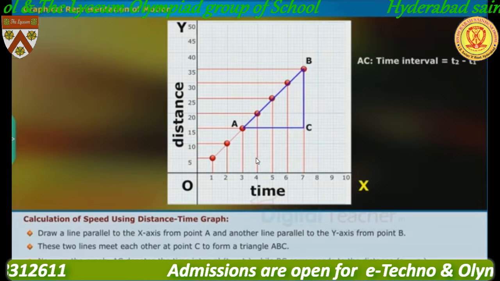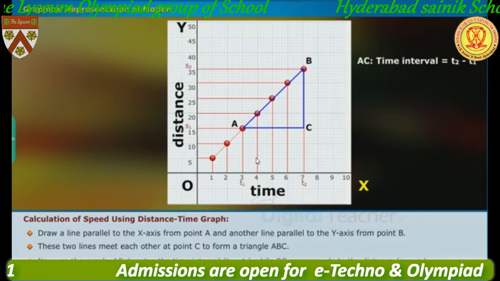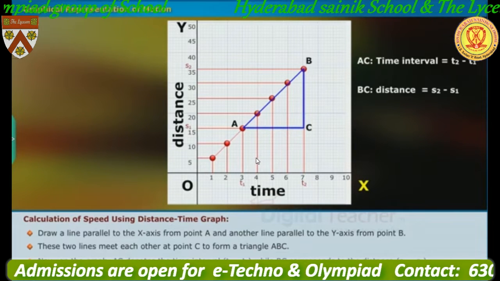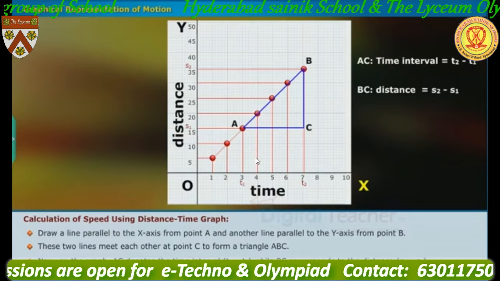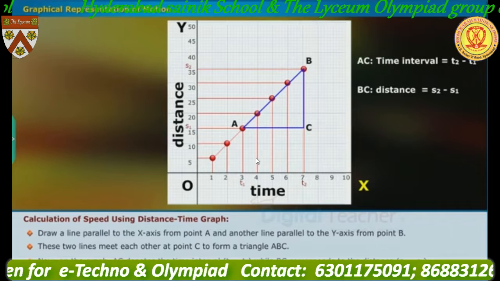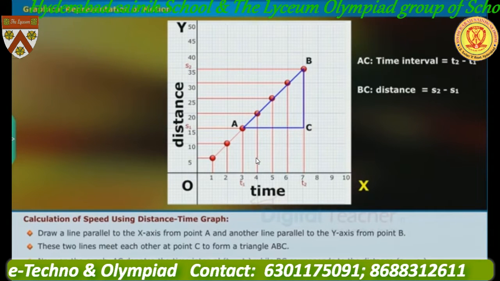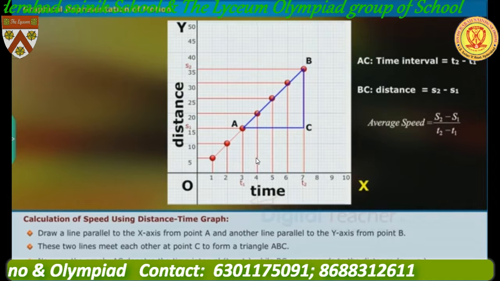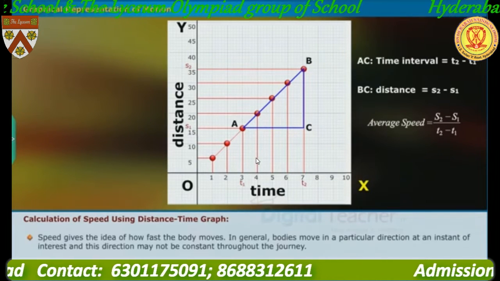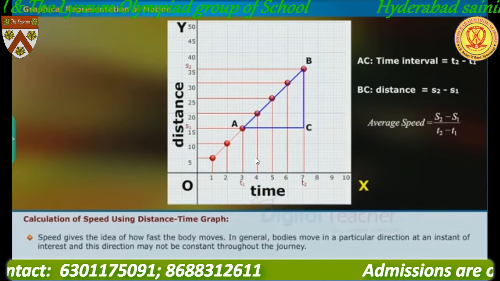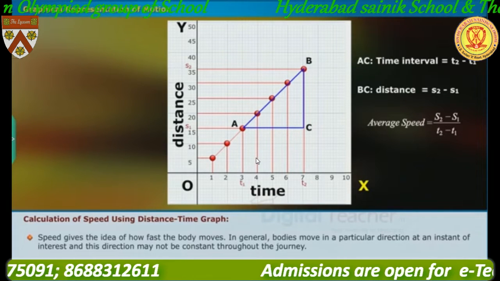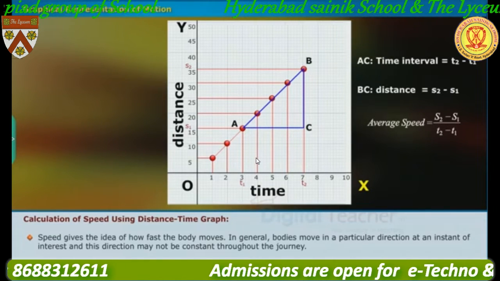Now on the graph, AC denotes the time interval T2 minus T1 while BC corresponds to the distance S2 minus S1. From the graph, it can be observed that in time interval T2 minus T1, the object traveled a distance equal to S2 minus S1. Then, the average speed of the car is (S2 minus S1) divided by (T2 minus T1). Speed gives the idea of how fast the body moves. In general, bodies move in a particular direction at an instant of interest, and this direction may not be constant throughout the journey.